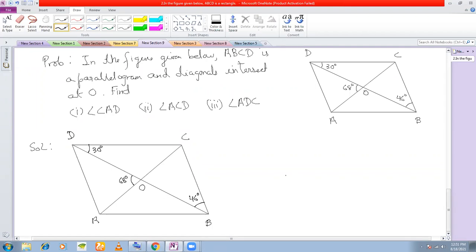First question is find angle CAD. So which angle do we need to find? CAD is this angle which we need to find, right? So any idea how to find out this angle? Can anyone suggest some ideas? No suggestions? Now look at this triangle. See this triangle here, COB.